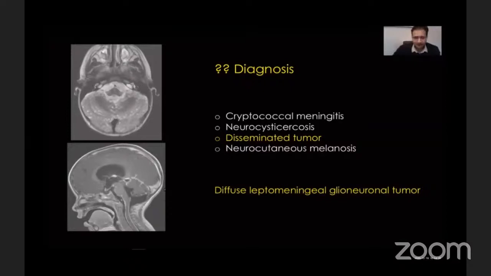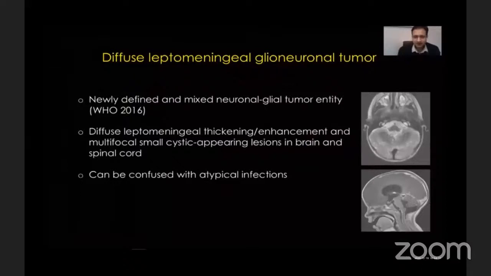It's a newly defined tumor entity. It's a mixed neuronal glial tumor, which was described by WHO in 2016. It's characterized by this diffuse leptomeningeal thickening and enhancement with multifocal small cystic appearing lesions throughout the brain and spinal cord. So the imaging appearance, which we are seeing here, is pretty characteristic of this diffuse leptomeningeal glioneuronal tumor.